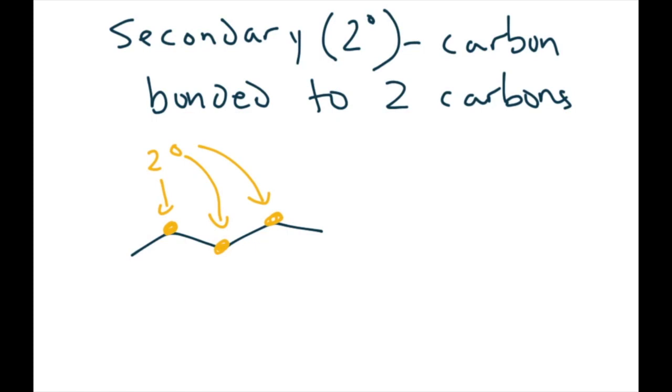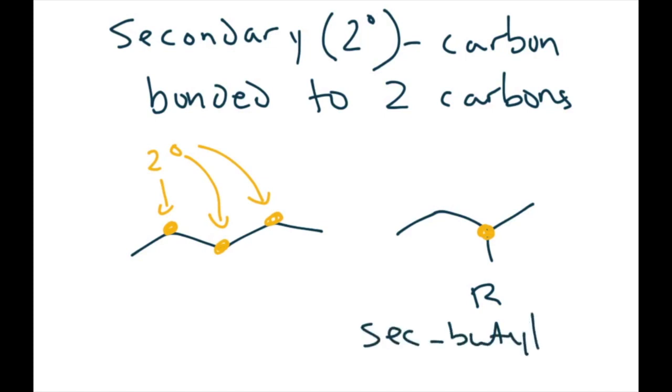So this is where the sec in sec-butyl comes from. Because our R group comes off of a secondary carbon. The sec in sec-butyl is indicating that your longer chain is bonded to the secondary carbon, not the primary carbon.